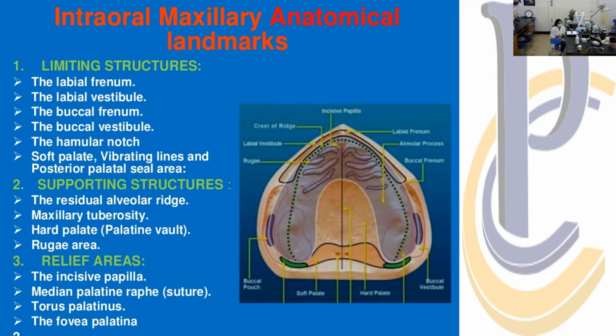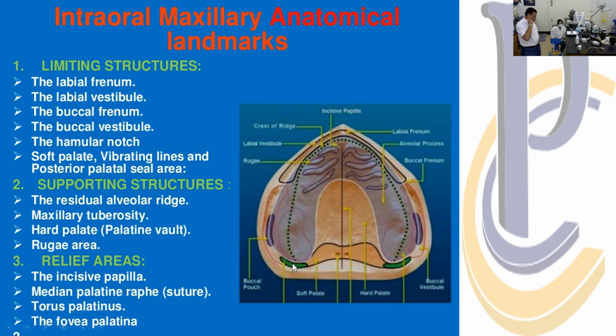So this is the vestibule. You see, this is the vestibule here. This is the buccal vestibule. This is the labial vestibule here. Buccal vestibule. Hamular notch, here.